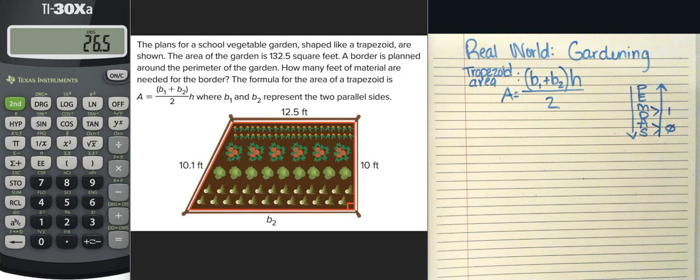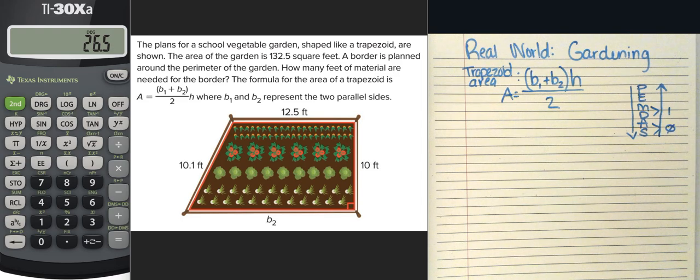All right, so we have a real world problem that we're going to use our two-step equations to solve. They give us this story. The plans for a school vegetable garden shaped like a trapezoid are shown. The area of the garden is 132.5 square feet. A border is planned around the perimeter of the garden. How many feet of material are needed for the border?